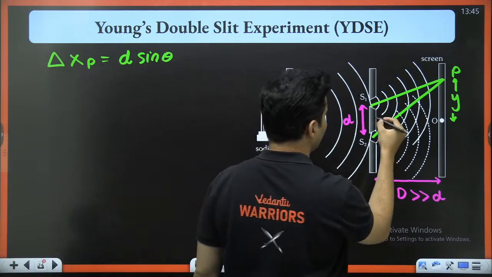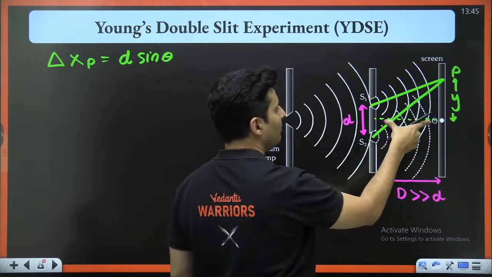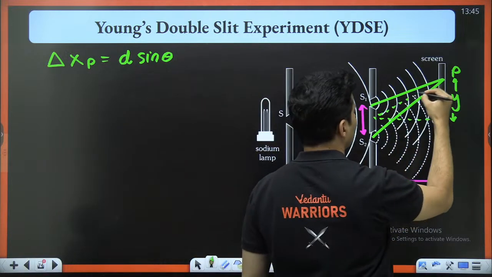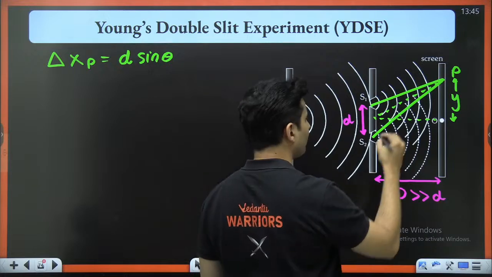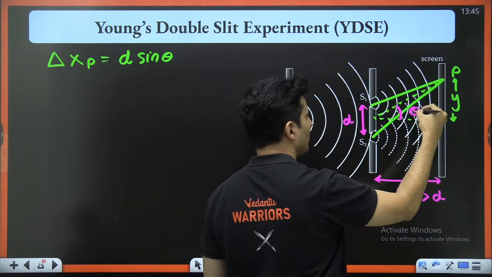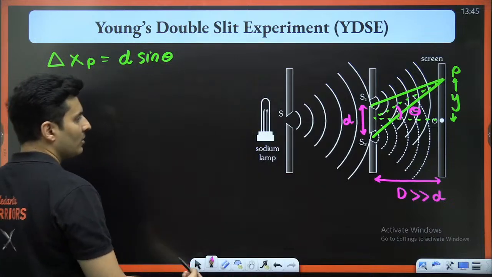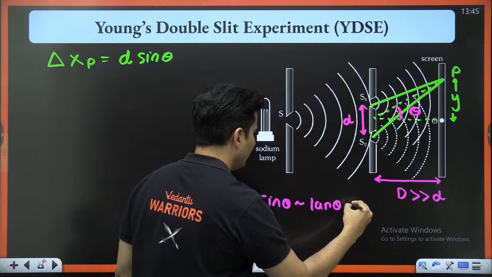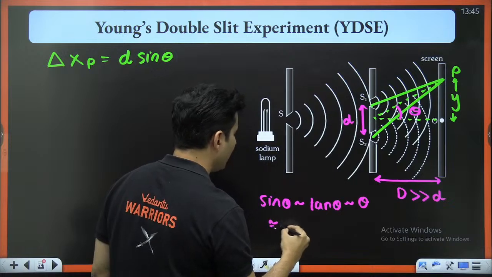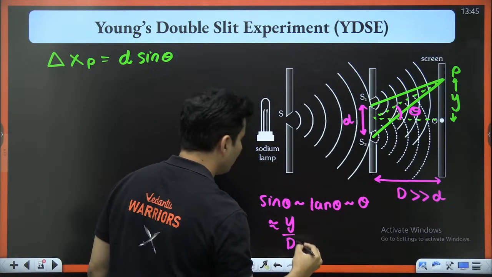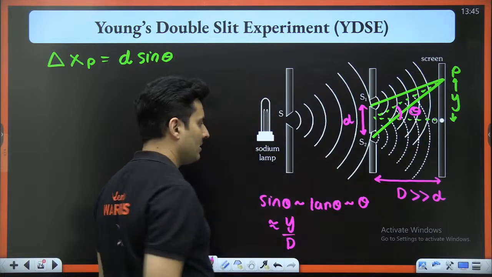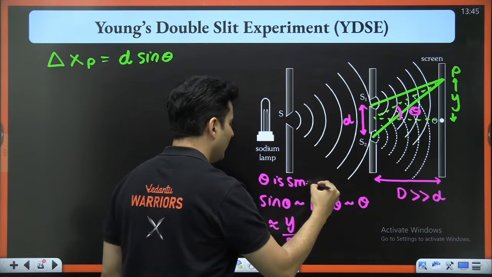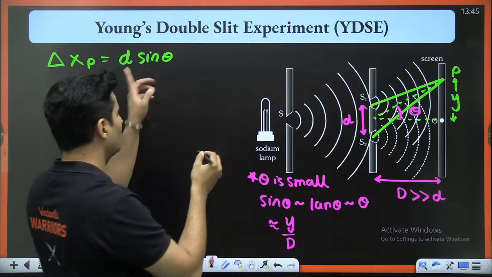Also, you will notice one more thing. If you drop a perpendicular over here, the base will be D, height will be y, and theta is basically this theta which I am referring to. Theta is also called the angular position. Sine theta is roughly tan theta, which is roughly theta, which is roughly y divided by D. Tan theta is height by base when theta is very, very small. This is the approximation that you can use over here.